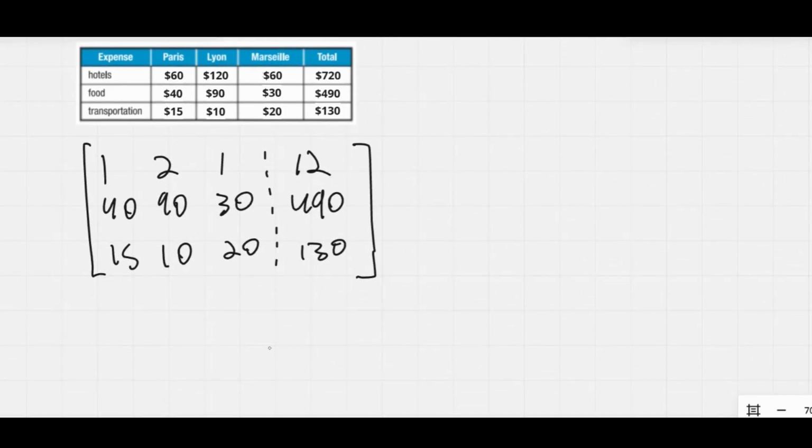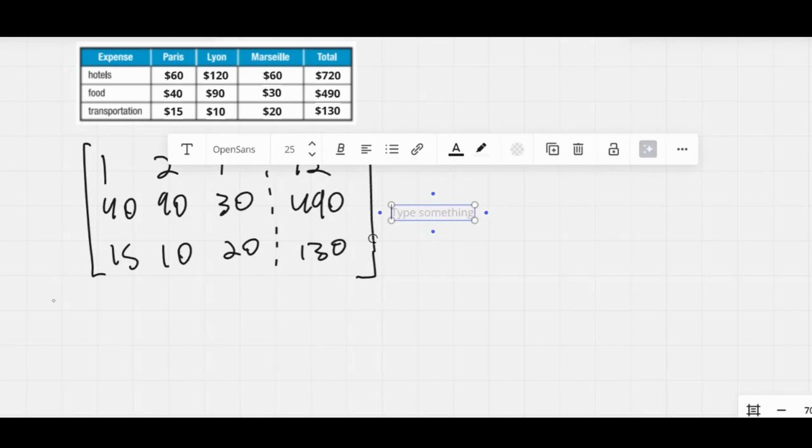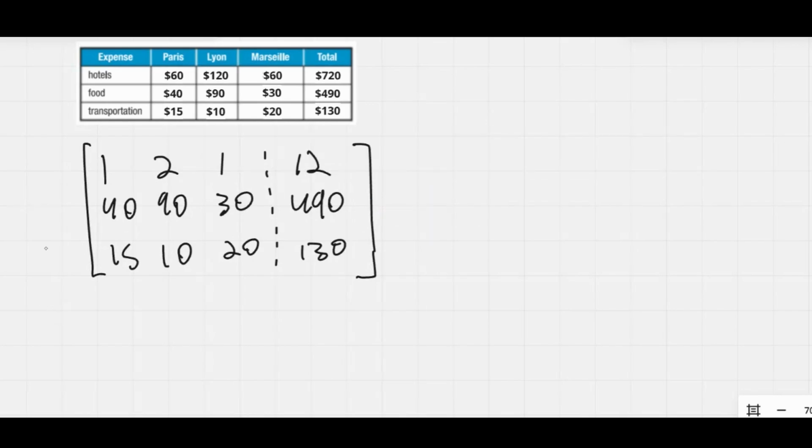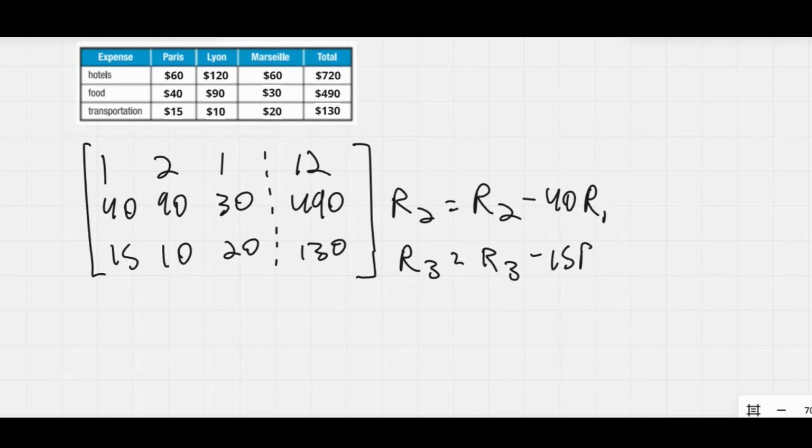And what we can do is say that row 2 is going to be equal to row 2 minus 40 times row 1, and row 3 is going to be equal to row 3 minus 15 times row 1. What does that leave us with? We're going to have 1, 0, 0 down the bottom, like that, in that one column.